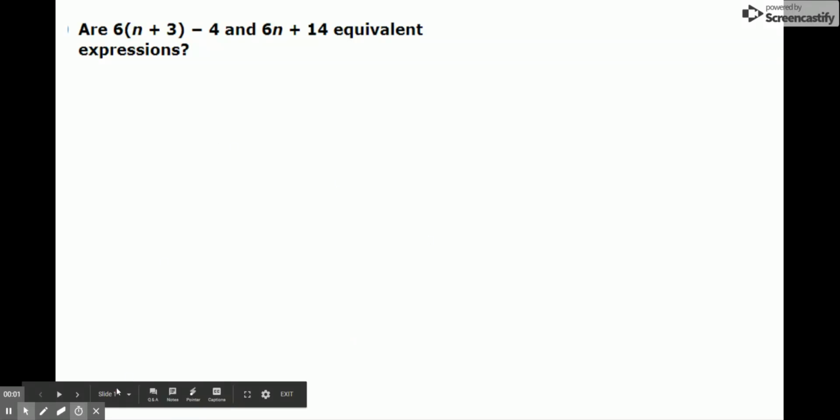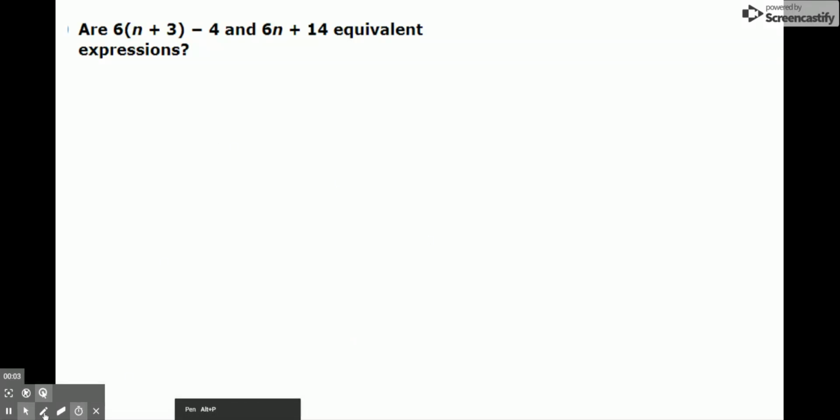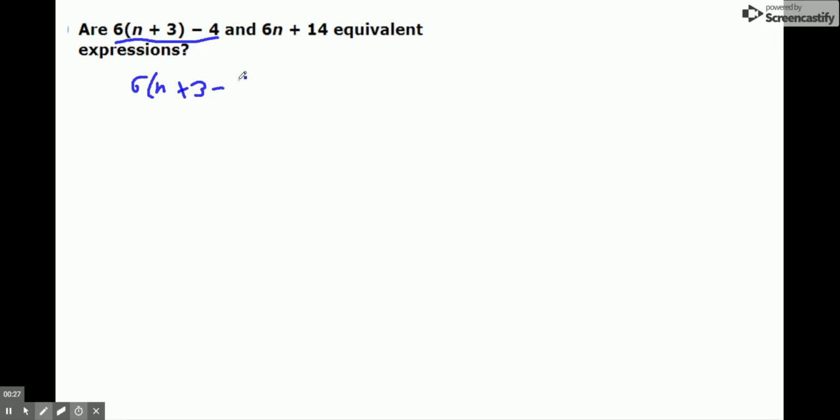All right, so here we're going to look at generating equivalent expressions. There's a couple different ways that you can do this. Are 6 times the quantity n plus 3 minus 4 and 6n plus 14 equivalent expressions? First you could take this expression and distribute the 6 and combine like terms. So you do 6 times n plus 3 minus 4.